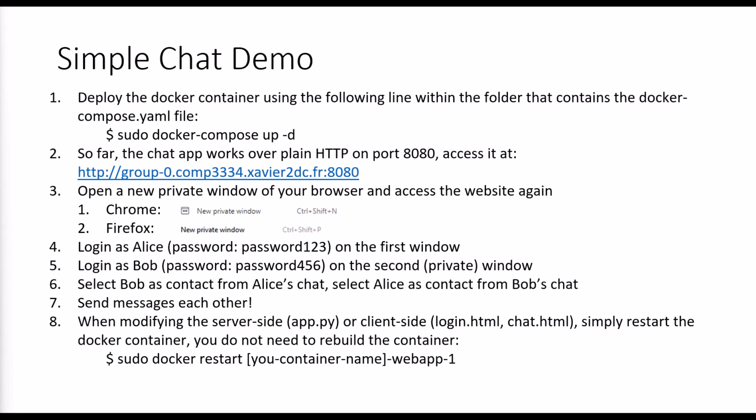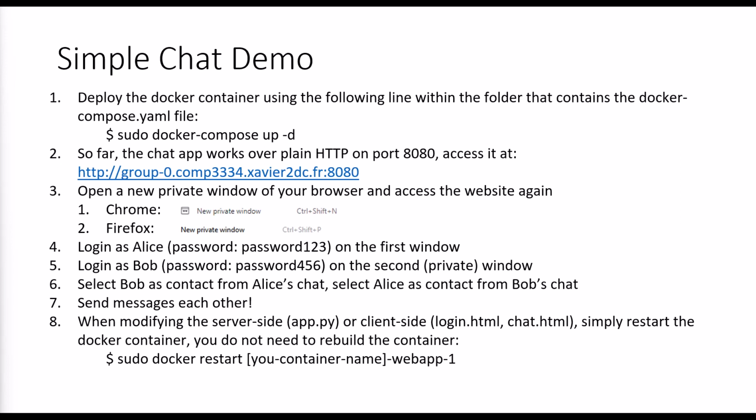You will need to access it over, for example, this link for group 0. Remember that once you implement HTTPS, the port you should use should be 8443. Now open a new private window of your browser and browse again to this same link so that you have one instance in the normal browsing modes and another instance in the private window. This is useful so that you can access twice the same website and log in as two different users. So on the first window, log in as Alice, password is password123. On the private window, log in as Bob with password 456.